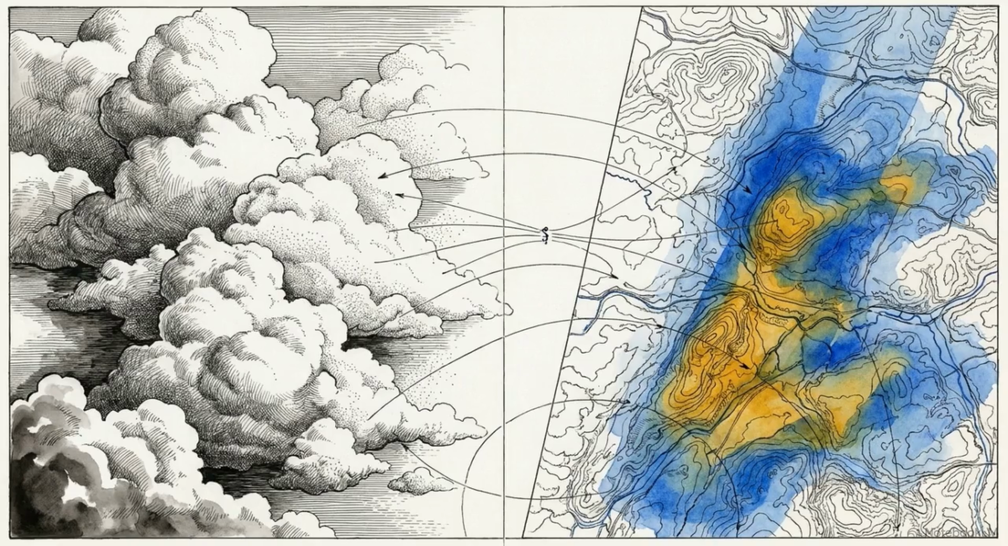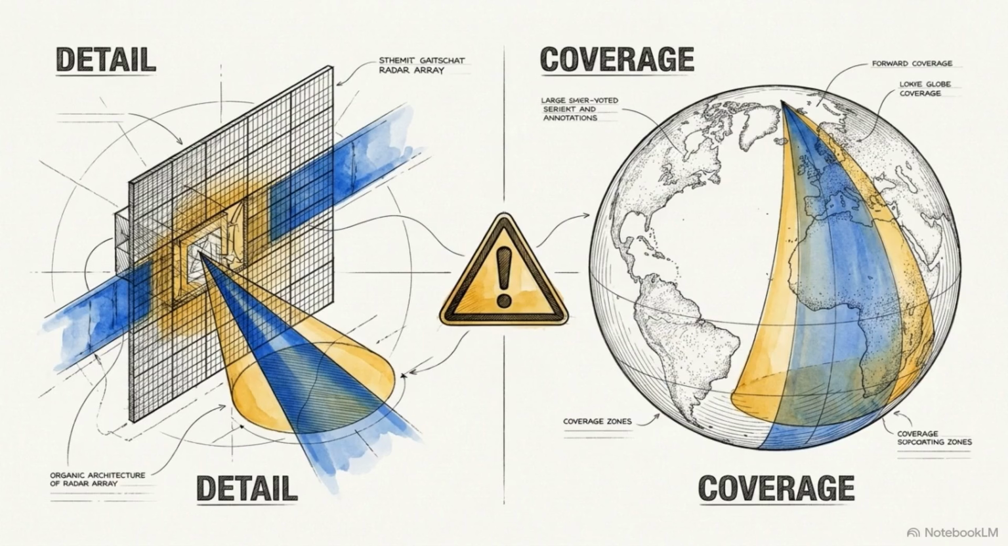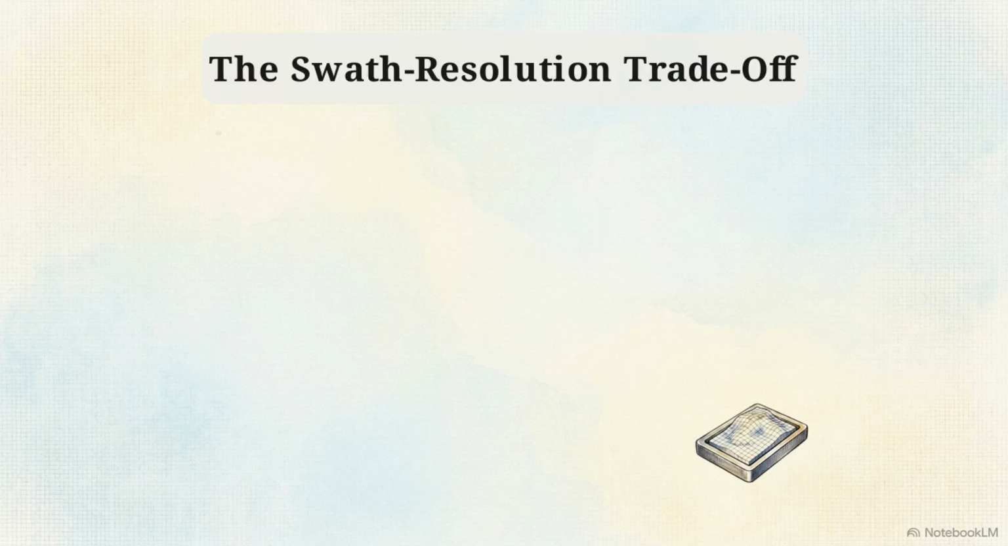Observing through clouds and forests is a standard radar capability. The specific engineering challenge here was overcoming a physical paradox that historically forced researchers to choose between capturing fine-grained detail and maintaining total global coverage. This graphic illustrates the minimum antenna area constraint, a problem engineers call the Swath-Resolution trade-off.